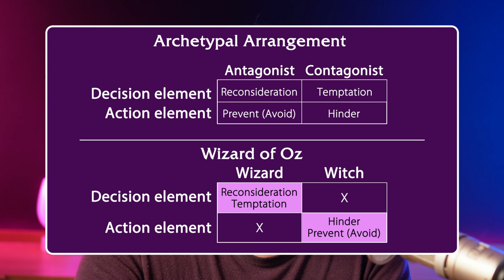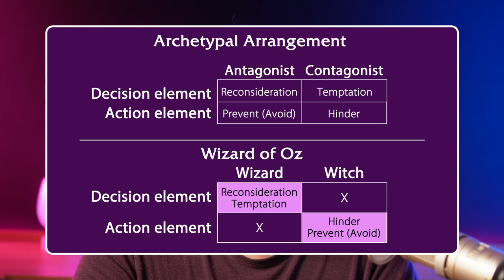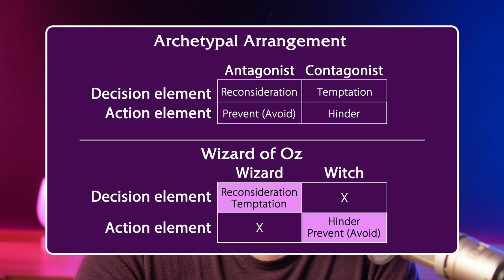There's even another switcheroo in The Wizard of Oz, according to Dramatica, and that is between the Wicked Witch of the West and the Wizard of Oz. Usually each character would have an action element and a decision element, although the Dramatica theory claims that the Wicked Witch of the West actually has both action elements, and the wizard actually has both decision elements. So the Wicked Witch of the West's actions are about preventing the protagonist from doing what they need to do, but also hindering them in the way that a contagonist usually would. And then the wizard ends up with both decision elements, which means that he has reconsider as part of his character, but also temptation as part of his character.